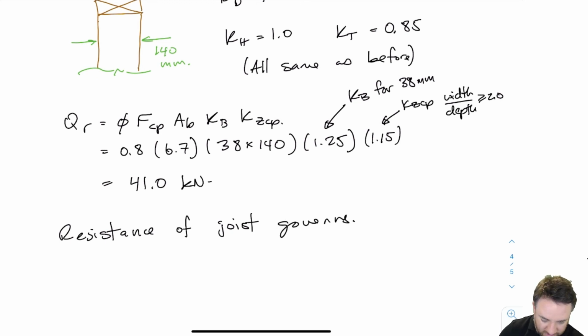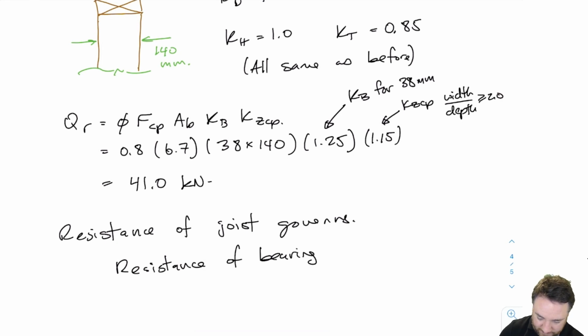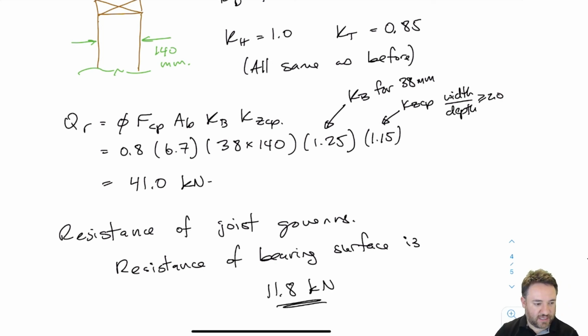So it's nice to put a final statement of what is the resistance of the bearing surface overall, which in this case is 11.8 kilonewtons. And that's the end of this example.